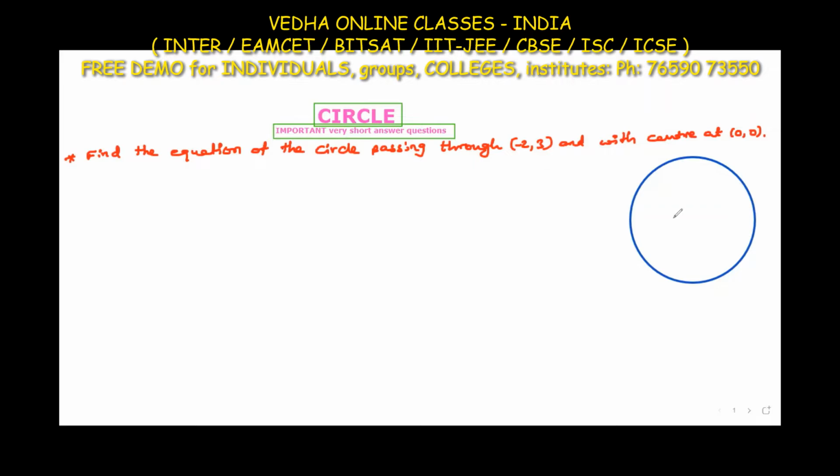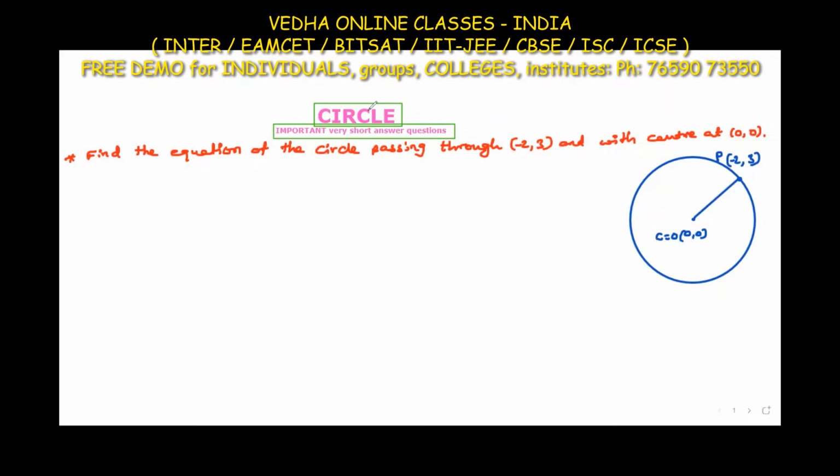Okay, so in this question, what is given here? One center is given. Center of the circle is 0 comma 0, and a point on the circle, that is -2 comma 3. One point is given. Now if we take the distance between the center and point on the circle, this distance is OP or CP.